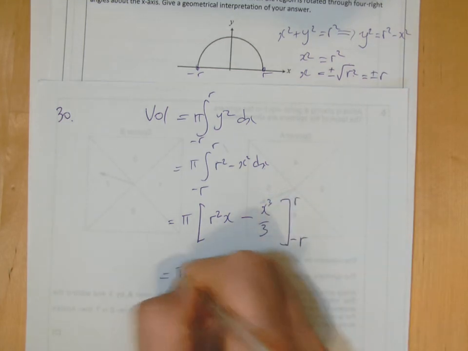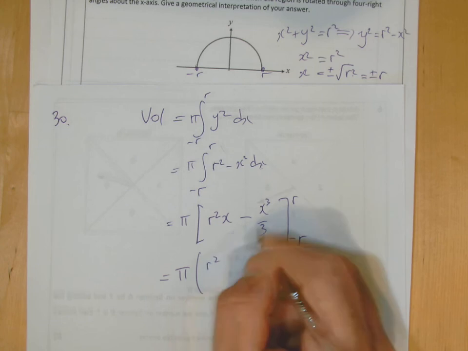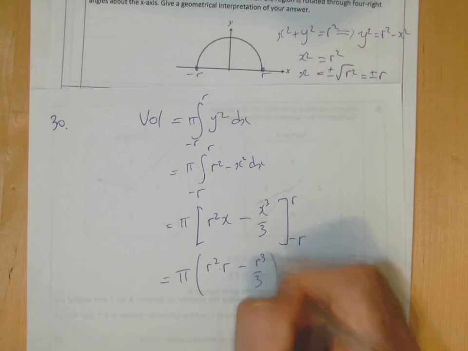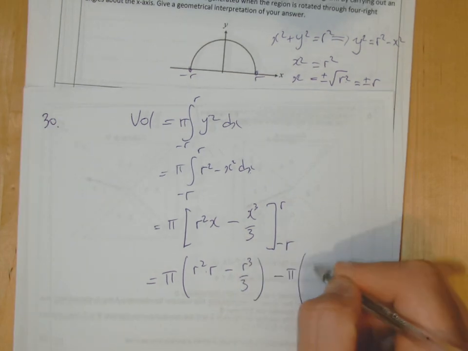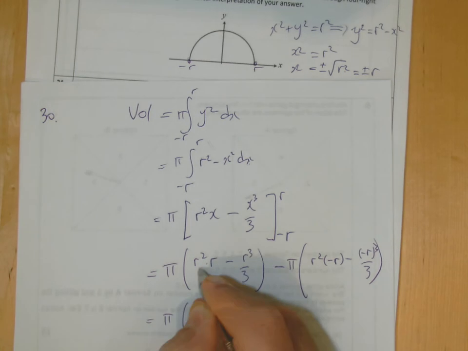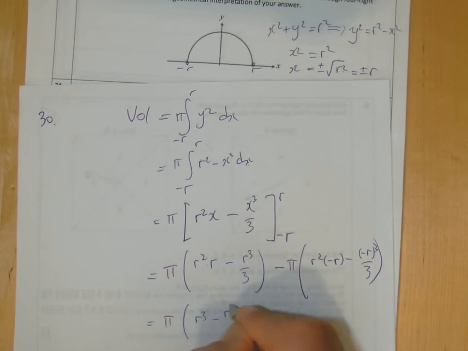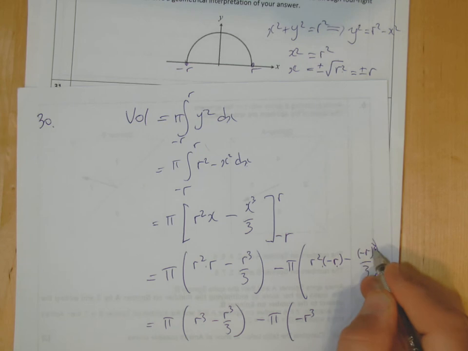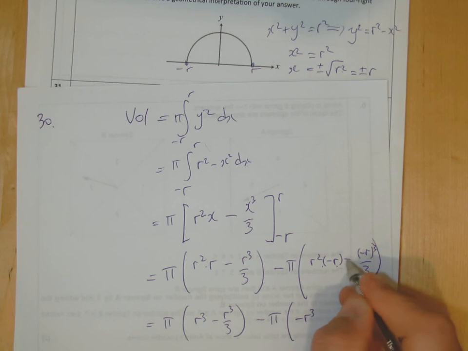And in this case, we're just putting the numbers in. So r squared, put r in now, the upper limit, times r, take away r cubed over 3, minus then pi, and then you've got r squared times minus r, minus then minus r all cubed over 3. So in here, r squared times r is r cubed, minus r cubed over 3, take away pi, r squared times minus r is minus r cubed. This then, minus r all cubed, when you cube something, this stays as a minus. So it's still going to be minus r cubed, but you've got a minus there as well, so that becomes plus r cubed over 3.